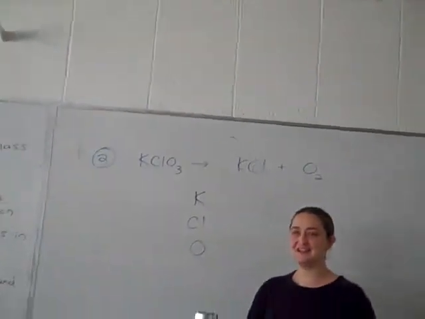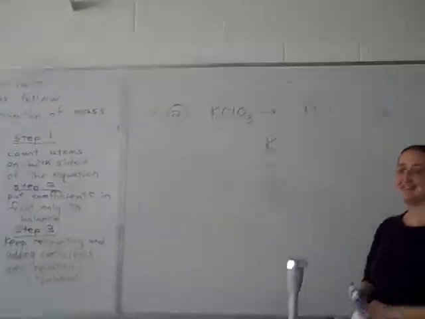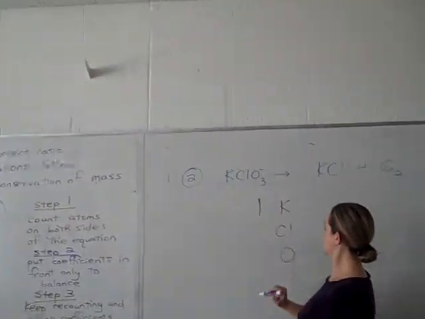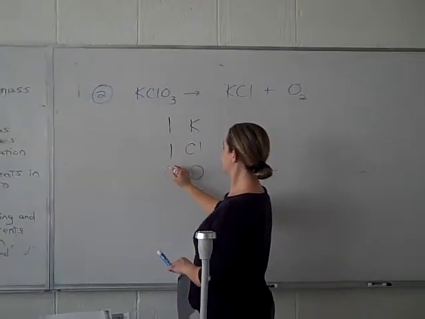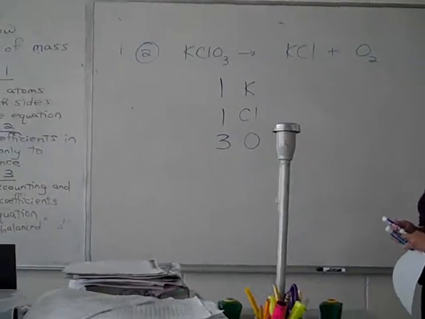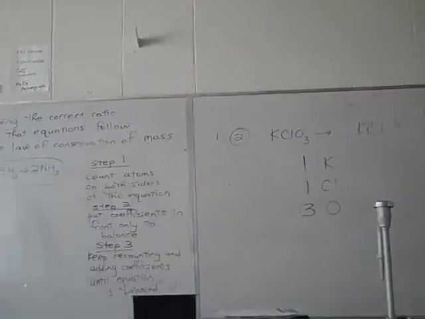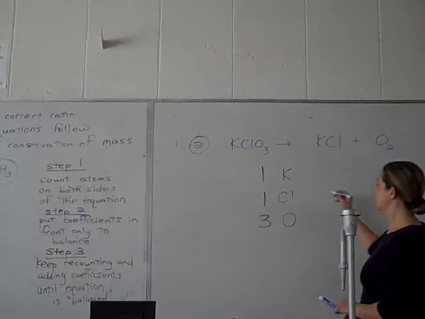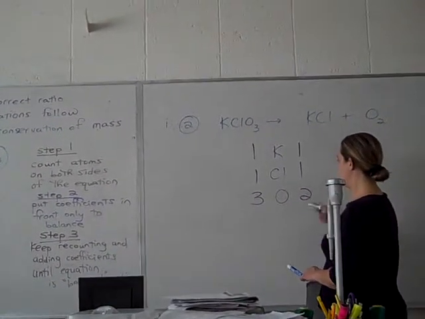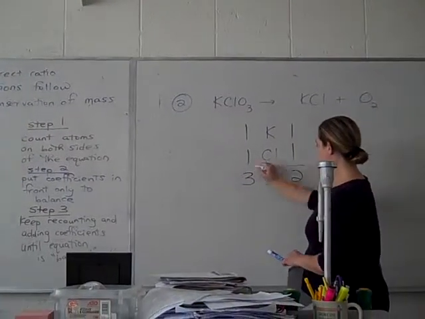Now, number 2. Okay, now we've got 3 elements this time. And Carl, count the left side. What do we have? How many of each? We have 1 K, 1 Cl, and 3 oxygens. Yep. Okay, Jack, how about the right side? 1, 1, and 2. Okay, now these are not balanced right now.